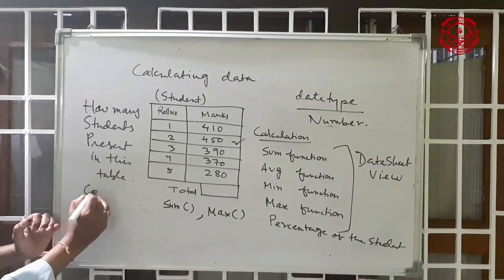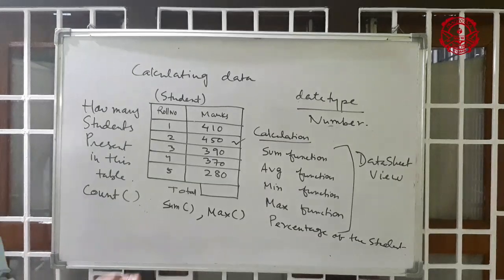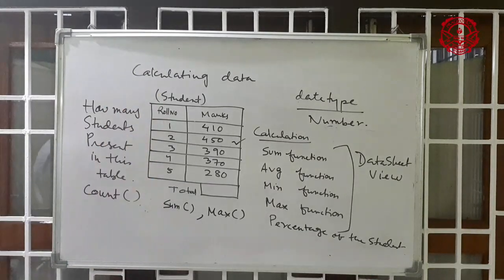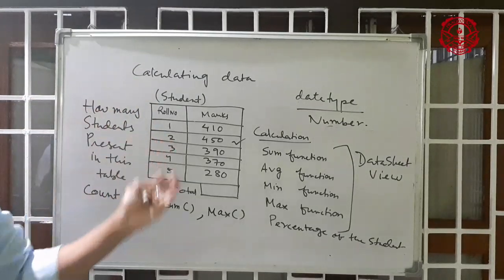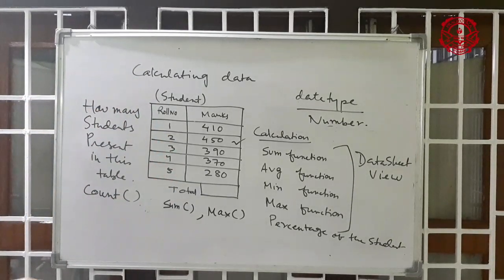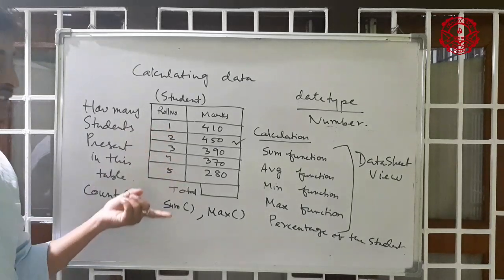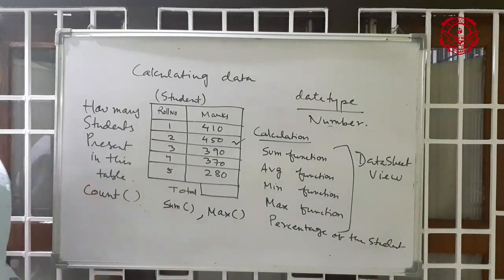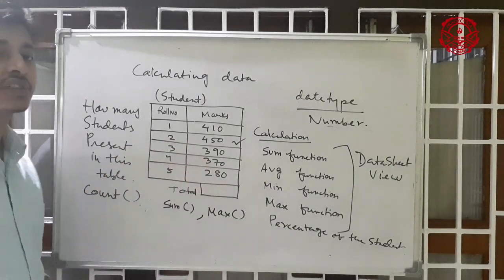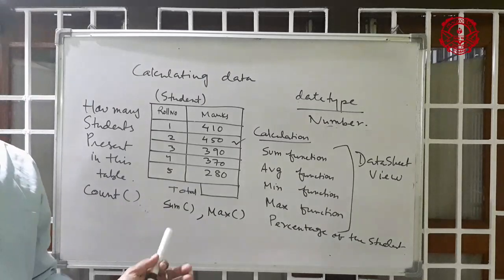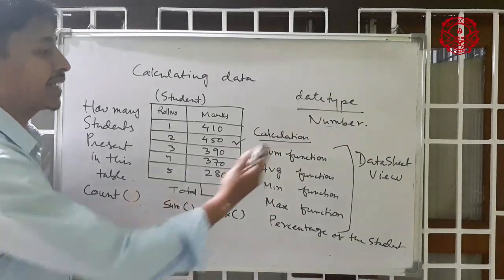So that's why you have to use the count function. The count function is used to count the number of rows. It means that it counts the records also. Here 5 students are inserted in this table, so it means there are 5 students in this table. So you can also use the count function. So in this way we can calculate these things in datasheet view.